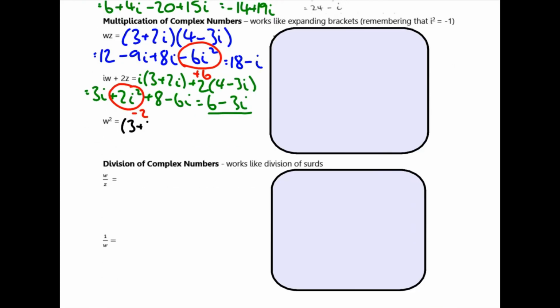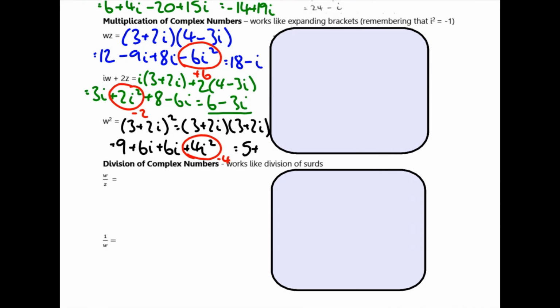Finally, for w squared, I need to do this as a double bracket. So this is 3 plus 2i times 3 plus 2i. This gives me 9 plus 6i plus 6i plus 4i squared. Remembering that i squared is minus 1, 4i squared is minus 4. So when I collect my real parts, I've got 9 minus 4, which is 5. And my imaginary parts are 6 plus 6, 12. Pause the video again, have a go at the U-Tries, and then I'll reveal the answers.